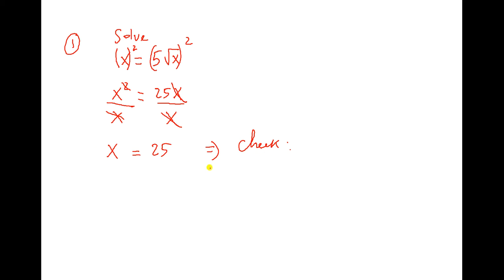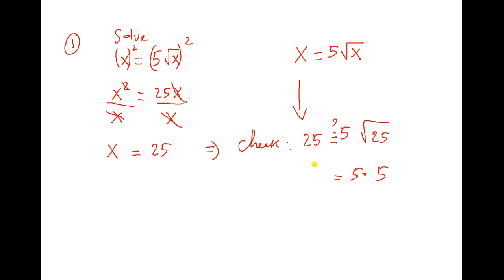So let's now check the solution of 25. My original equation is what? x equals 5 radical of x. I have the solution of x to be 25, so I plug in 25 for x. And then I have 5 times radical x, which is radical 25. Let's see if they are equal or not. The square root of 25 is 5. 5 times 5, yes, 5 times 5 is 25. So 25 is the true solution. So in this case, yes, x equals 25 is your solution.